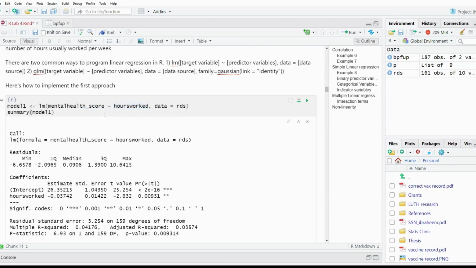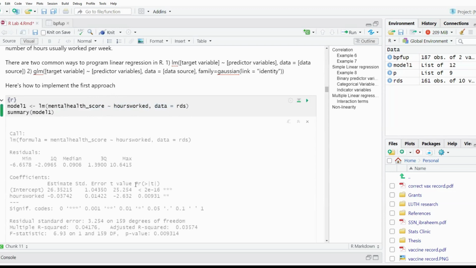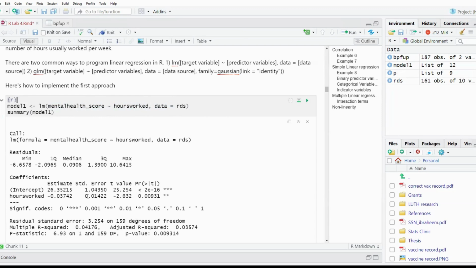So in this case, when you run this model and you specify the data where this is coming from, this is what you get. And the outcome here is the residuals. You remember we talked about the residuals? This is just a presentation of the minimum, the maximum, and the quartiles of the residuals. But this is where the meat is at.